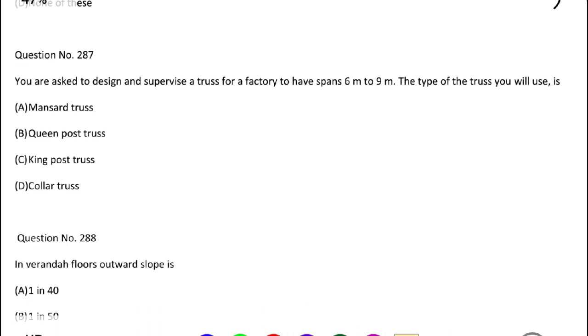Next question, you are asked to design and supervise the truss of a factory having a span of 6 meter to 9 meter. The type of truss you will use is option A Manchester truss, option B queen post truss, option C king post truss, option D collar truss. The correct answer is option C king post truss.